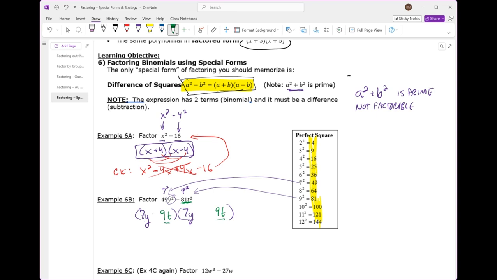Now, it doesn't matter if you put the negative first or second, those are still your factors. And remember, you can always check your work by multiplying out.